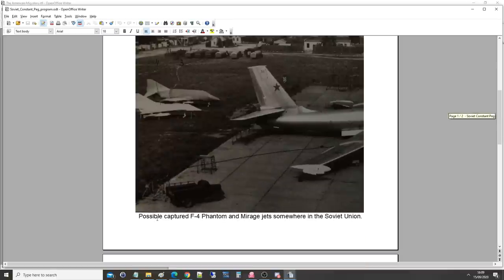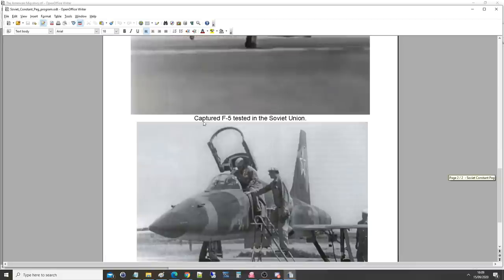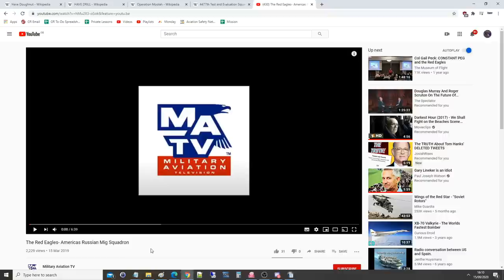Excellent pictures here, possibly a captured F-4 Phantom and Mirage jet somewhere in the Soviet Union. And here we have a captured F-5 being tested by the Soviet Union. So now we've learned from the early 50s all the way up to 1990 about the history behind the Red Eagles, why this happened and how it happened. Let's go and watch the requested video.